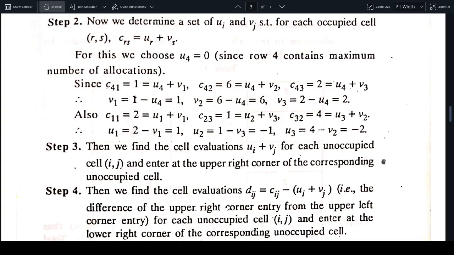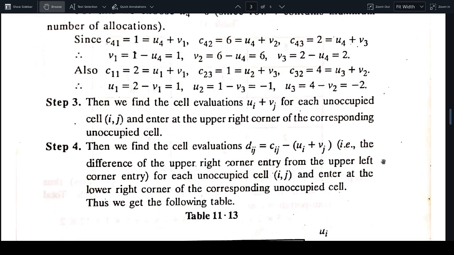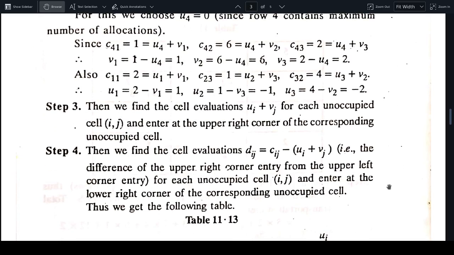Table 11.13. Right? So in the next table, what is the rule? The next step is, you see step number 3 written: we find the cell evaluation Ui plus Vj for each unoccupied cell and enter it at the upper right corner of the corresponding unoccupied cell. Each unoccupied cell, not occupied. So here you see which one is the unoccupied cell. You see from the table.